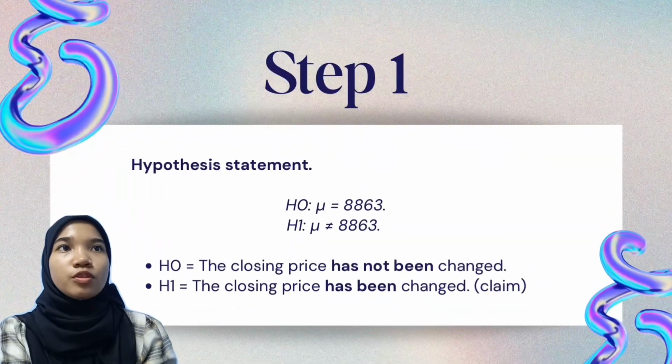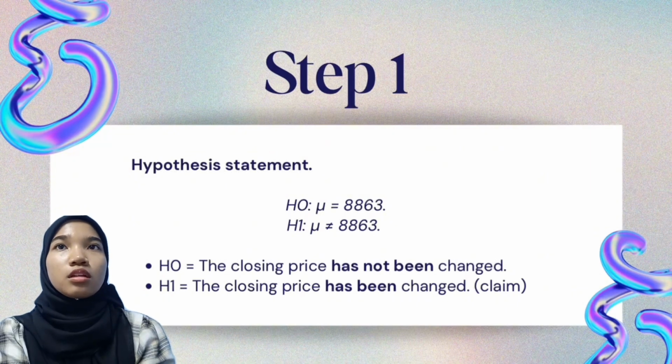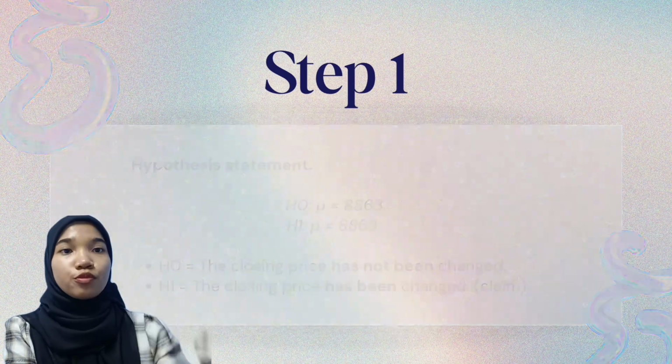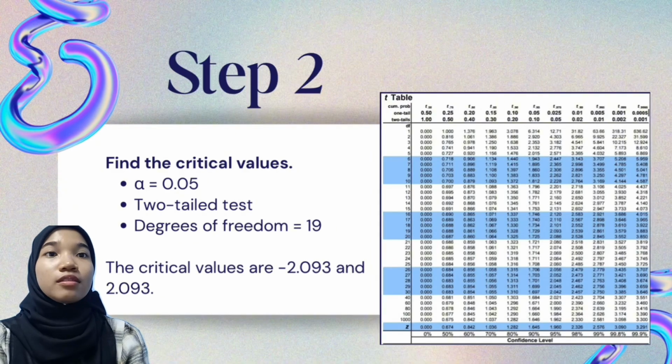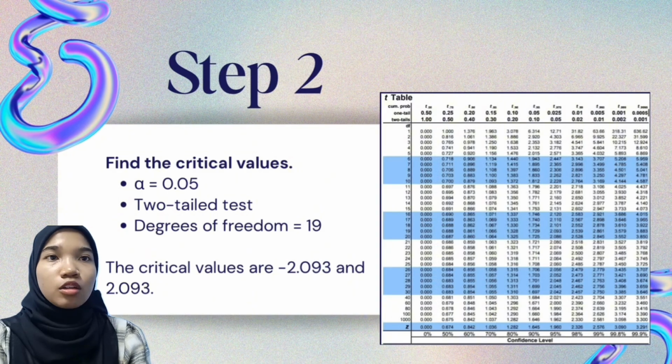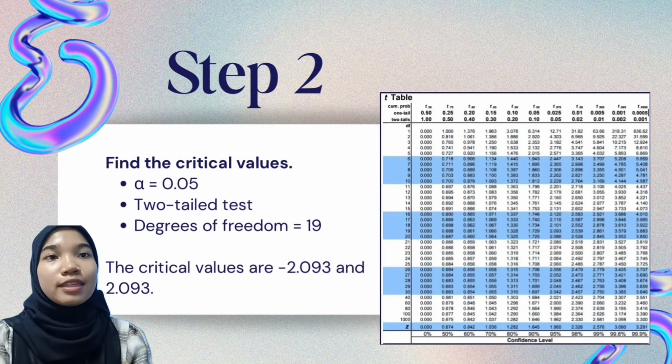So for this question, we state our hypothesis statement, which is H null says there's no change, but H1 says there is a change. This is what we are aiming to prove. So next, to find the critical values, our alpha is 0.05. This test is a two-tailed test and the degrees of freedom is 19. So from this, we can find it in the table given. So the critical values are negative 2.093 and positive 2.093.